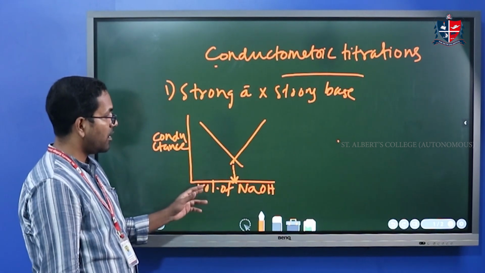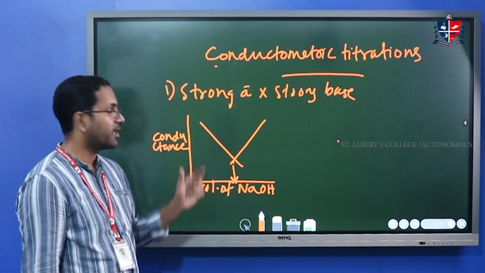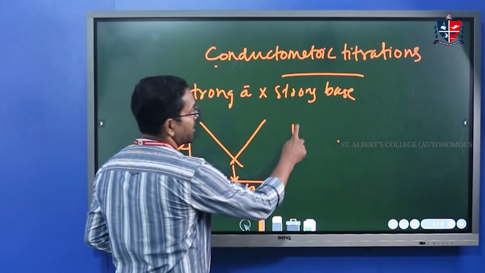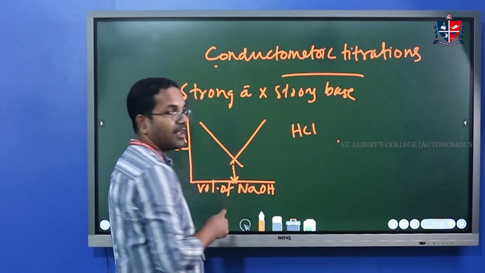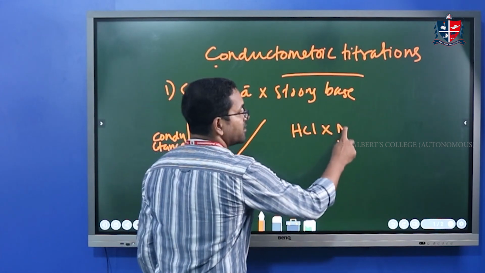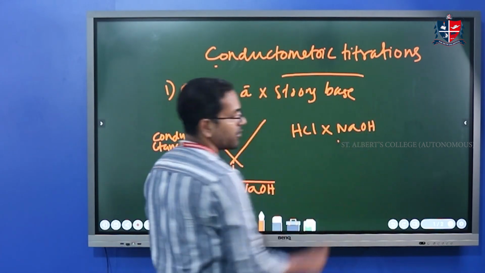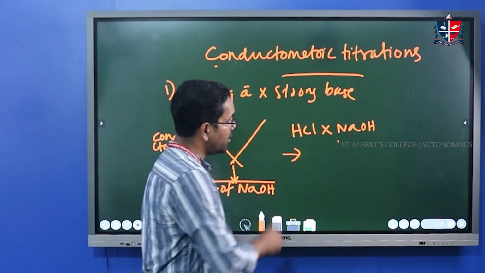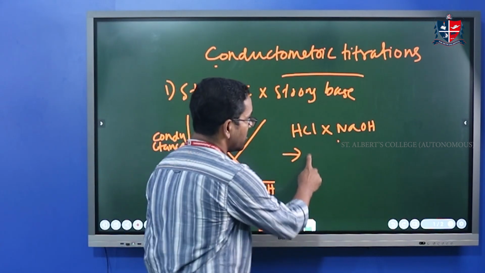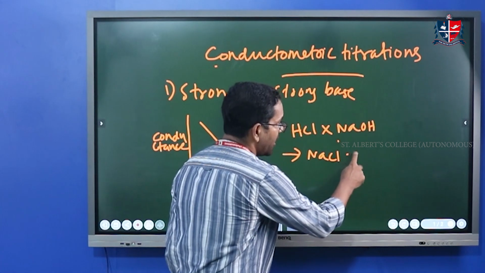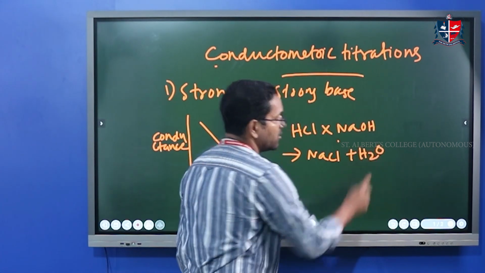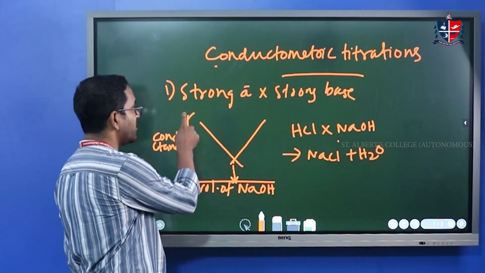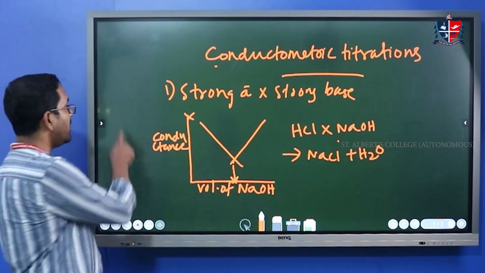And how do we get the shape of the graph? We are getting a V-shaped graph for strong acid versus strong base. Here we are taking HCl as the strong acid and NaOH as the strong base. So, as a reaction, the resultant equation will be like this. We will get NaCl and water. Initially when we start the reaction, we take the HCl in the beaker.